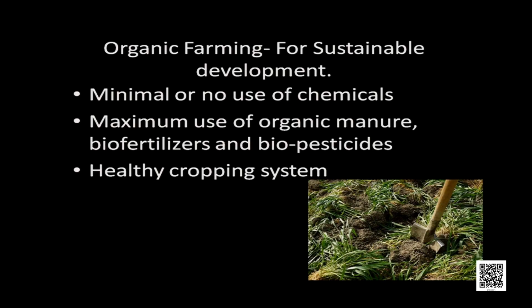For sustainable practices, we should encourage organic farming, with minimal or no use of chemicals and maximum use of organic manures like biofertilizers and biopesticides, and also healthy cropping patterns. Healthy cropping patterns are intercropping, crop rotation, and mixed cropping. About that we'll study later on.